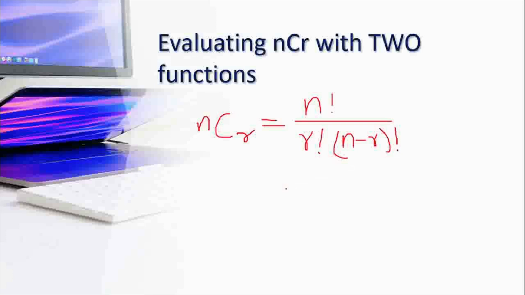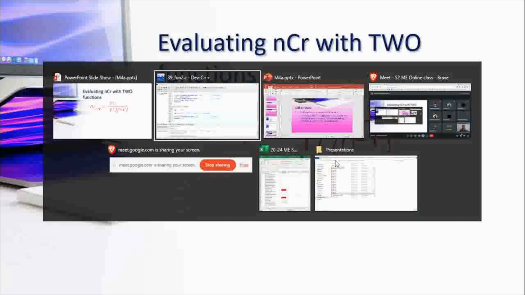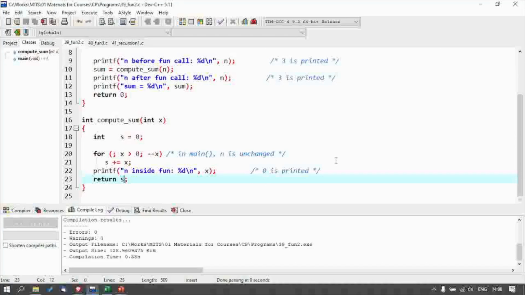So in order to evaluate this NCR, we use two functions. One is to find out this particular value, and the other one is to find out the factorial values, the factorial of n, r and n minus r. So here we have to find out three different factorial values. So in order to find out the factorial values, we use a function, and another function is used in order to calculate the NCR also.